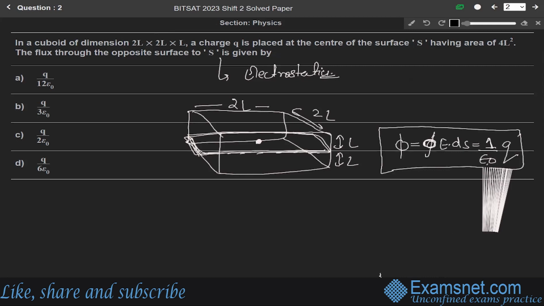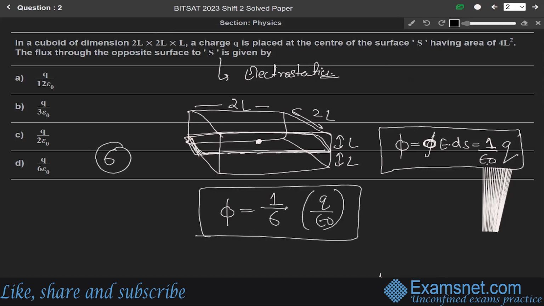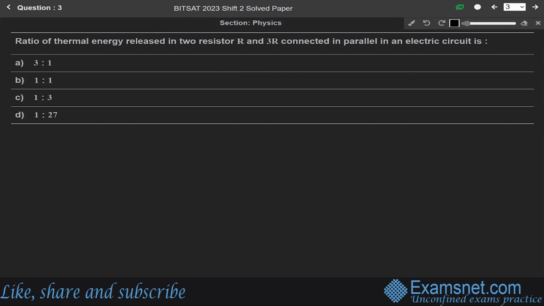So the flux passing through the opposite surface is given by, since a cube has 6 faces, from one face it will be equal to 1 by 6 into q over epsilon naught. So this is our final answer, 1 over 6 q over epsilon naught. That is option D, the correct answer. Okay. Now next question 3.